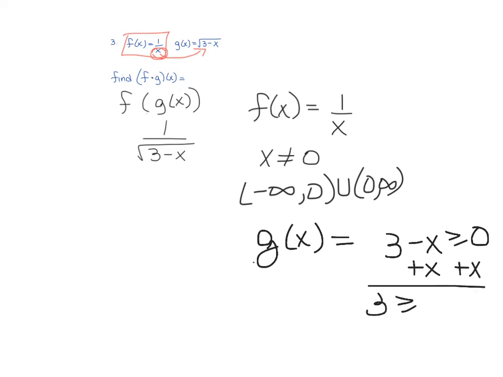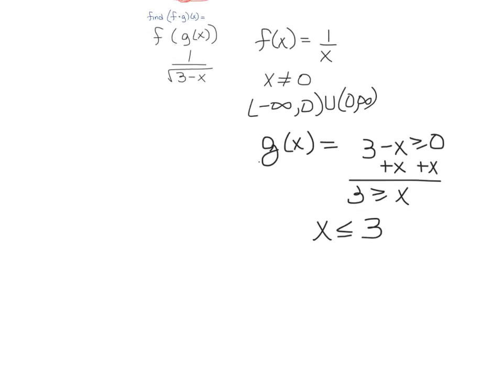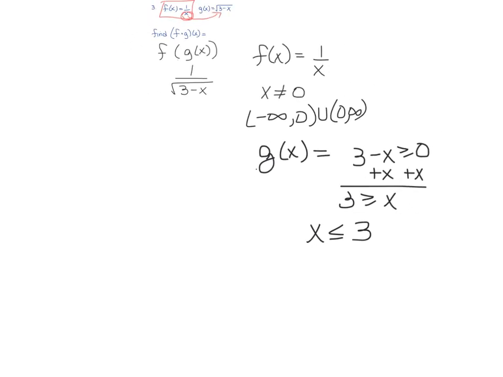So 3 has to be greater than x. If you want to flip it around, we get that. So that is the domain for g of x. Wait, if it's in the denominator, why is it already equal to? Well, I'm only doing the g of x right now, but in a minute, I'm going to do it with just greater than. So for here, it's going to be negative infinity to 3, bracket.